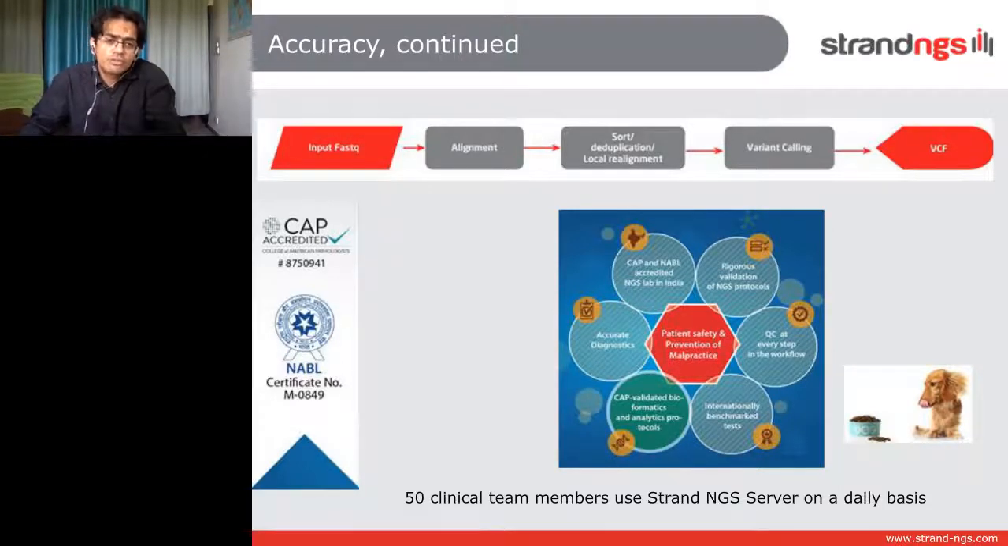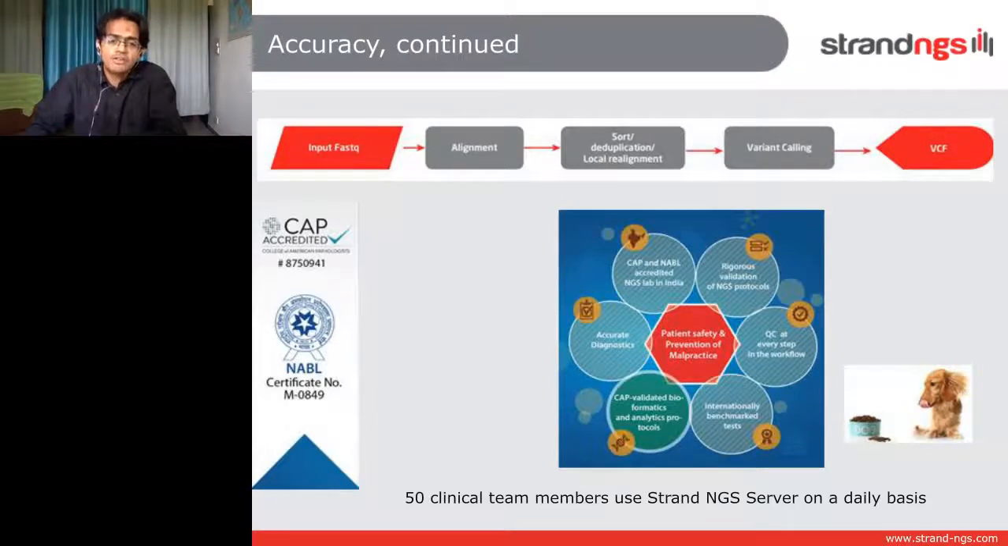And we're also certified by the College of American Pathologists. We're also certified by the National Accreditation Board here in India as well. So these aspects add a huge deal of weight to Strand NGS Server, and especially its accuracy.